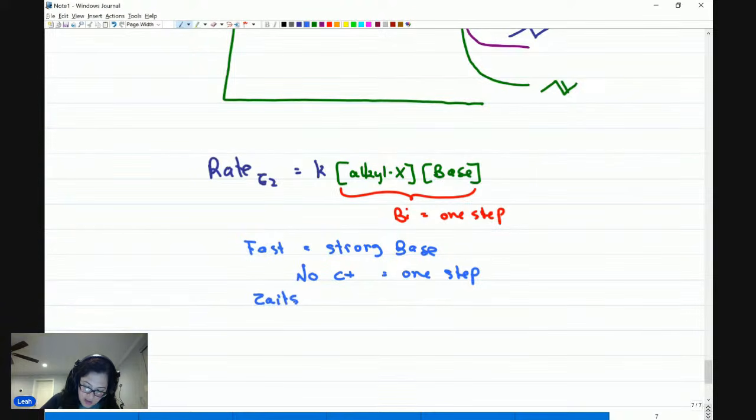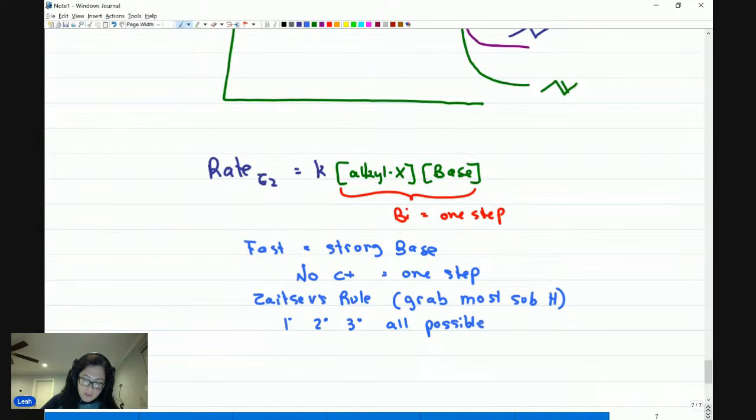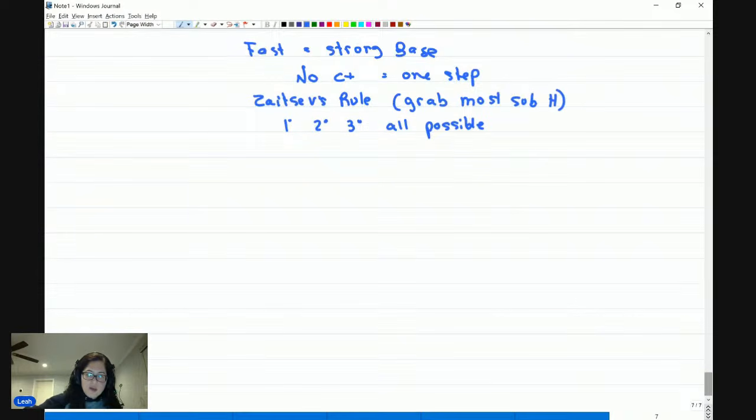Zaitsev's rule is the one that we will follow unless we have a big bulky base that is simply too bulky to grab. And the trick is you want to grab the most substituted hydrogen. And unlike SN2, primary, secondary, and tertiary are all possible in terms of the substitution of the leaving group. So we're not ruling any out like we did with SN2. We're not going to go into that because we don't, you know what, we are going to go into it. I'll do this really, really quick. A big bulky base is the exception to Zaitsev's rule.